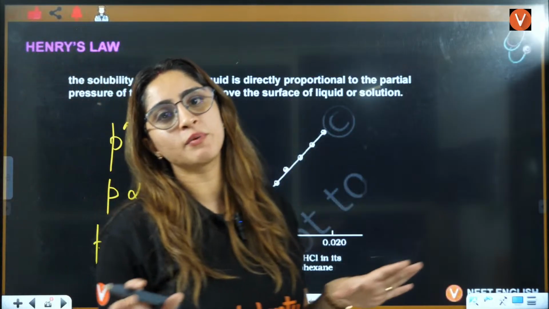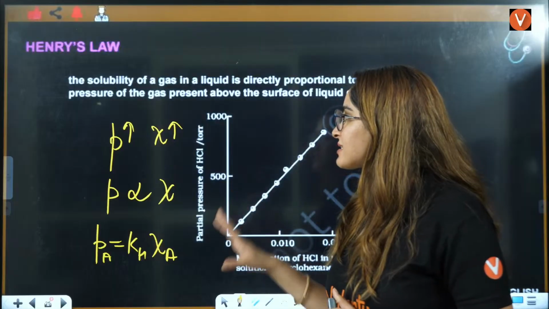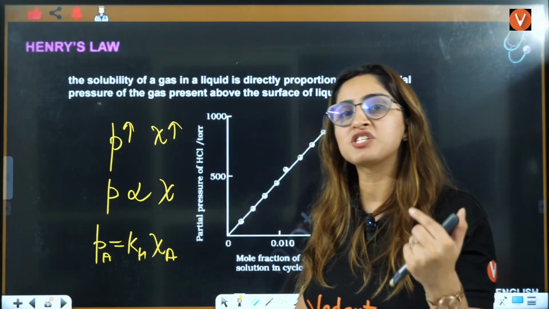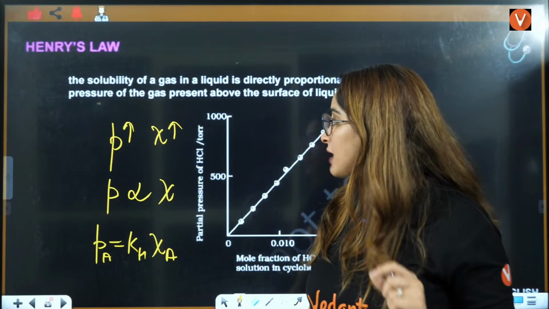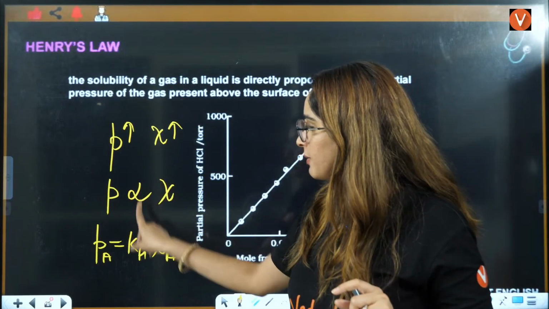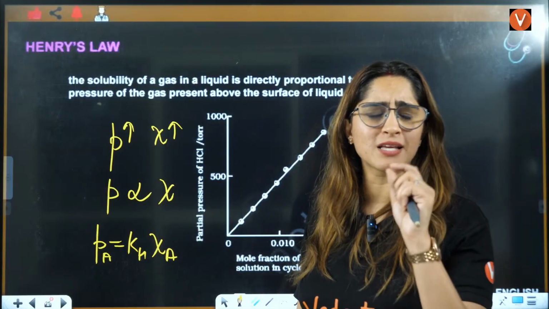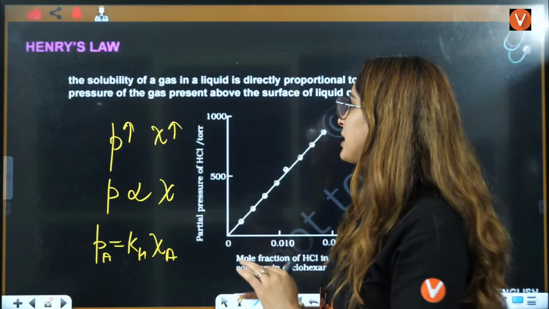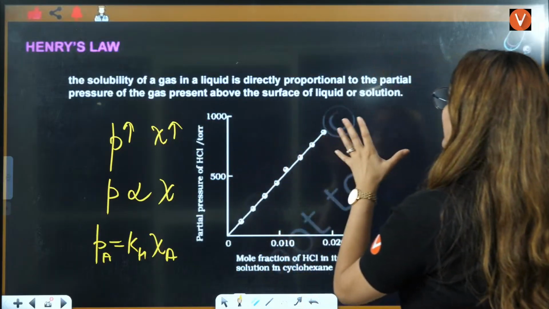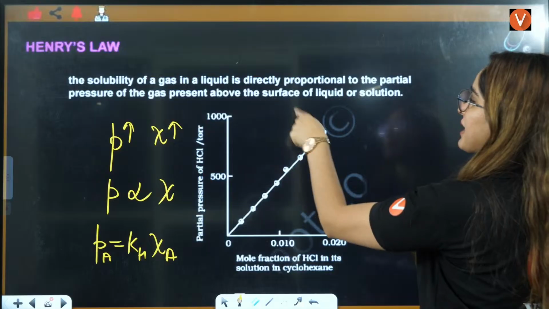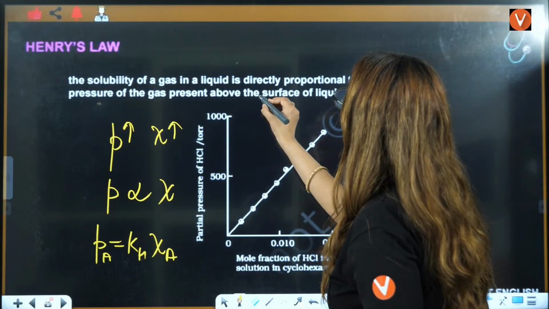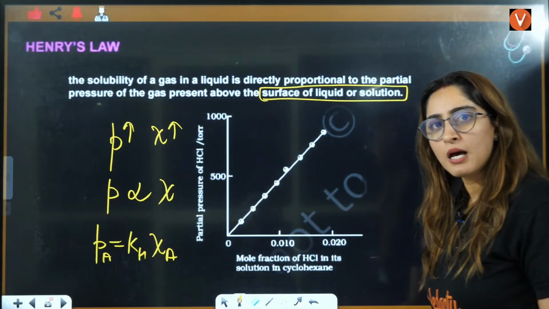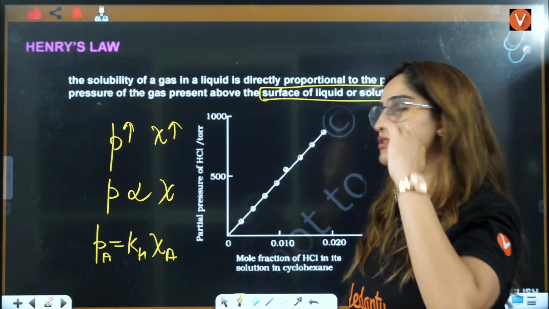Is that clear to everybody? What is Henry's law? He said that pressure is directly proportional to solubility. Solubility we can measure by mole fraction, right? So that means it is directly proportional. After replacing the proportionality sign, you have kH. That is the Henry's constant. So solubility of the gas in liquid is directly proportional to the partial pressure of the gas present above the surface of the liquid, right? Okay, partial pressure above the surface of the liquid.